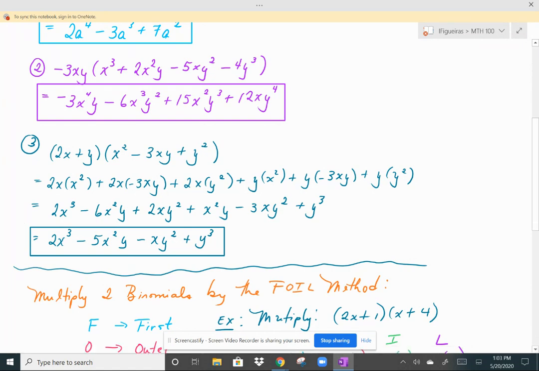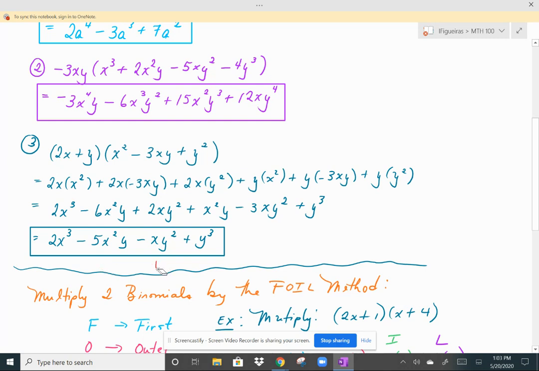2x cubed doesn't combine with anything, but negative 6x squared y will combine with 1x squared y to give me my second answer, negative 5x squared y. So we took care of that. And then 2xy squared will combine with the negative 3xy squared to give me negative xy squared. And then finally, y cubed doesn't combine with anything, so that's your last term. So your answer is the answer that you see here in the box.